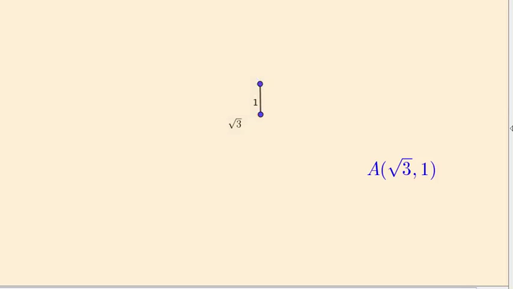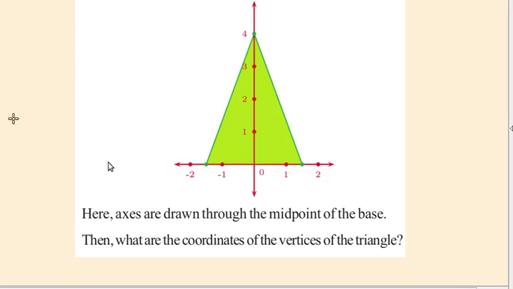These are the questions given in your textbook. You write the questions also. Write the question. After that you do these questions yourself. This is question number 1. Here the axes are drawn through the midpoint of this base. That is, the origin is the midpoint of the base. What are the coordinates of the vertices of the triangle? You name them A, B, C, like that. Okay, that is question number 1.